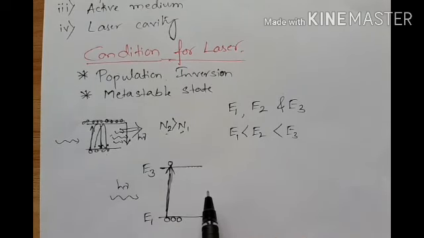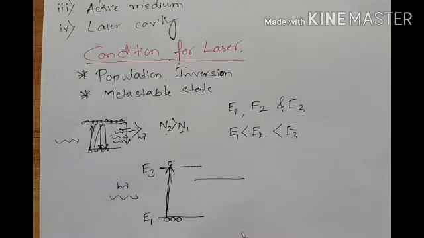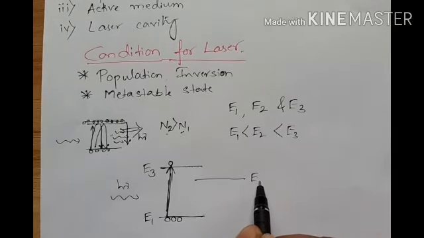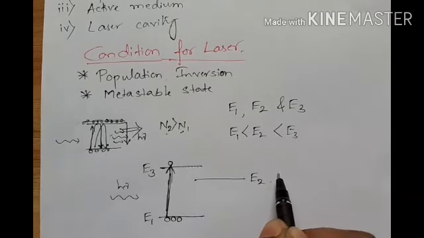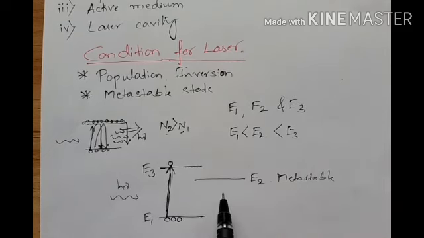Now we have to create the metastable state. How is it created? By doping the active medium. We have only one active medium, and to that we have to dope something, or if I have only one kind of gas, we have to mix in another gas to create this metastable state. This is called the metastable state. What is its function?